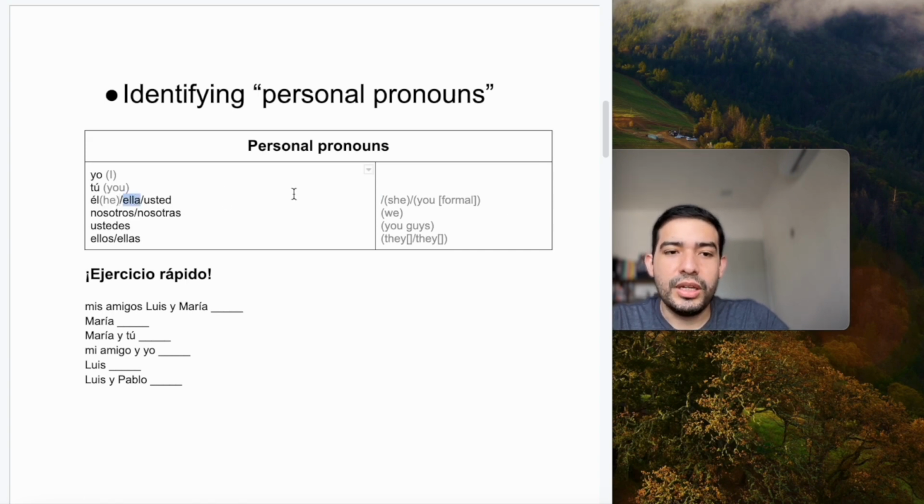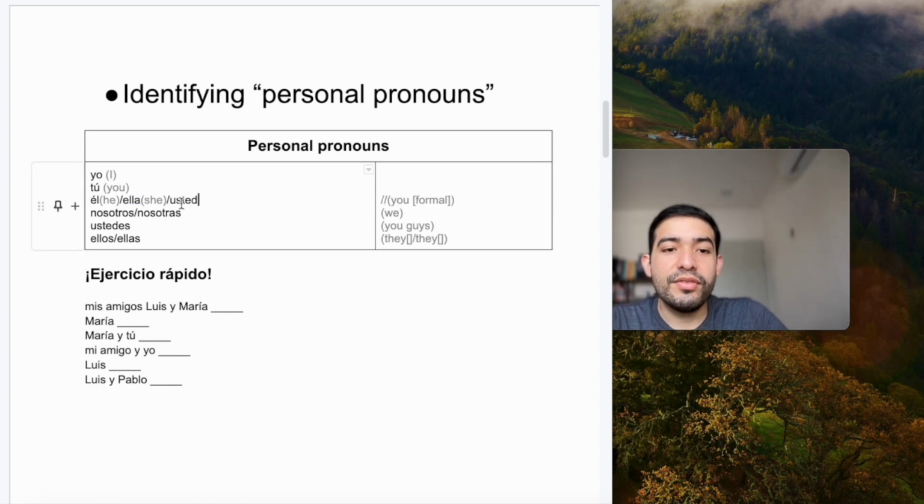Remember, the double L can be read as j, ella, or as we often say it because it's easier, like a Y, ella. Now, ella means she.